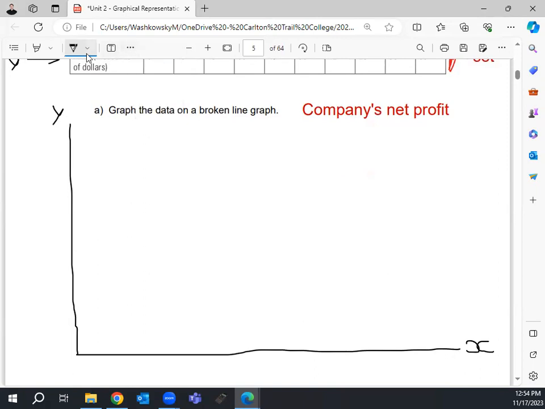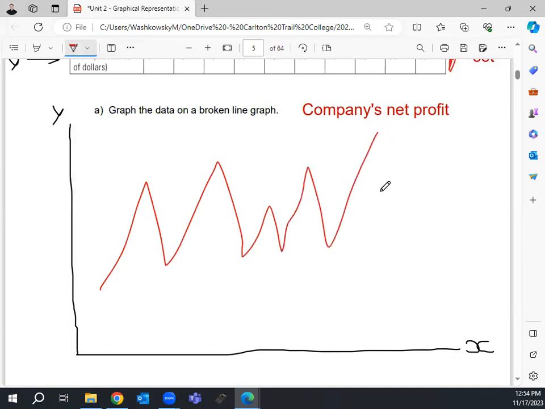Our goal of this graph, don't write this, is that we're probably going to get something that kind of looks like this, right? We've all seen these charts in movies and stuff, where it goes up and down, up and down. It won't be this exaggerated, but this is just typically what we're going to see.